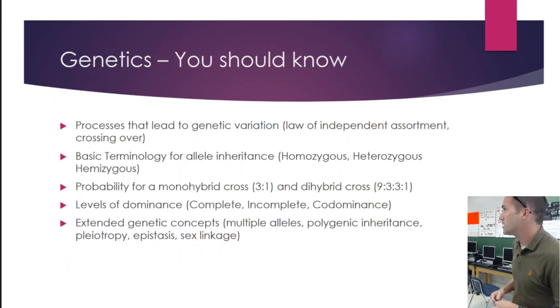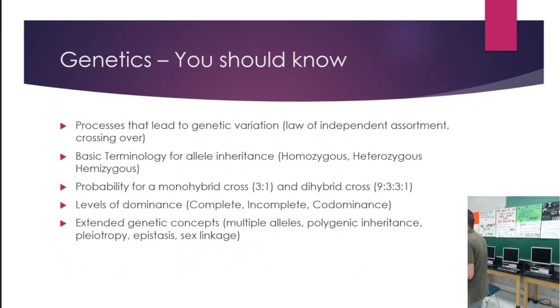Okay. Let's talk about genetics. Stuff you should know. You should know all the processes that lead to genetic variation in sexual reproduction. So that's law of independent assortment, law of crossing over. Those, of course, refer to meiosis. Those are processes that happen in meiosis. Crossing over happens in prophase 1. Independent assortment happens sort of all of meiosis 1.